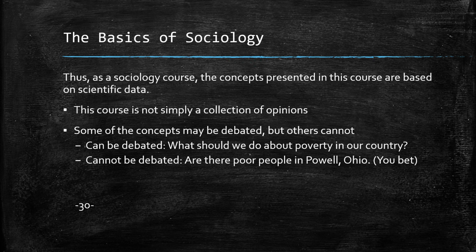What you can't debate is, are there poor people in Powell, Ohio? If you don't know local geography, Powell is a hyper-rich area to the north of the city. Yes, there absolutely are poor people in Powell. That is not a matter of debate. We can drive to their house and talk to them, right? That's the difference, right? It's social, physical reality, and that is not a matter of opinion, right? And I like to point this out too: some opinions are wrong, right?